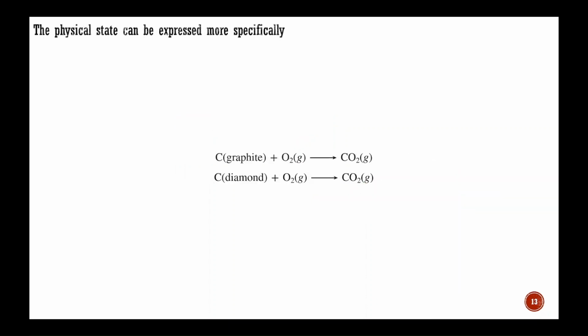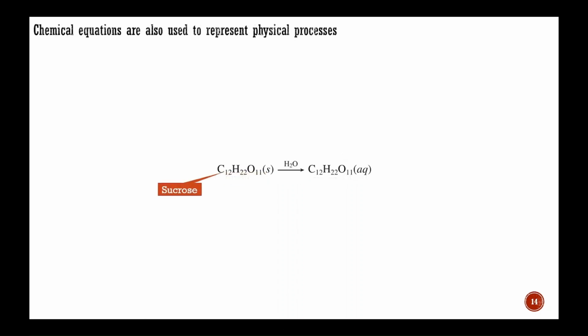Carbon, for example, exists in two different solid forms, diamond and graphite. Rather than simply writing carbon with s in parentheses, we must specify the form of solid carbon by including either diamond or graphite in parentheses. Please note that some problems in this module can only be solved if the states of reactants and products are specified. In general, it is a good habit to include the physical states of reactants and products in the chemical equations you write. Chemical equations are also used to represent physical processes.